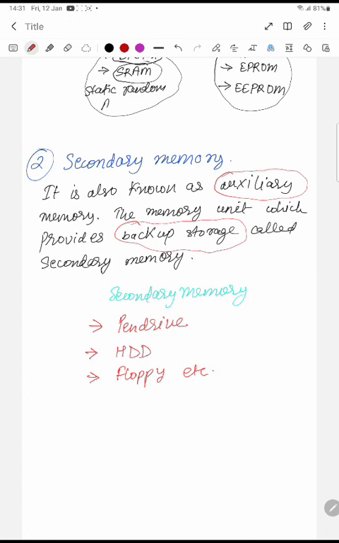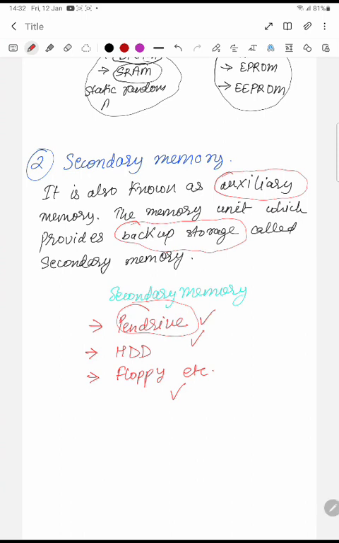Now let's see its types. It has many types, but the main types are: first one is pen drive, second one is HDD, third one is floppy, etc. Okay, so what do we mean by pen drive? Pen drive is a very small and portable storage device. It plugs into the computer and it can share the data. It shares data from the computer to the pen drive or from any other device.